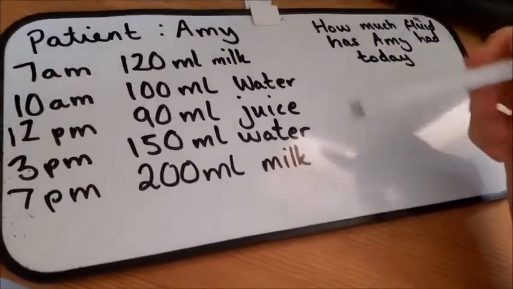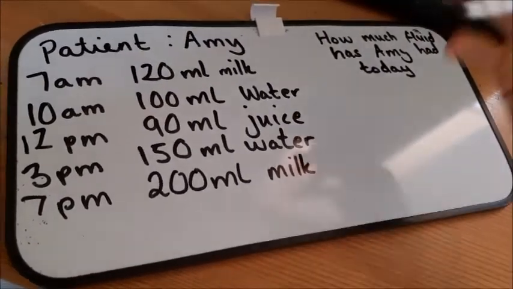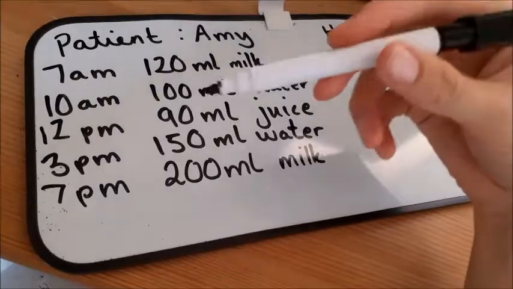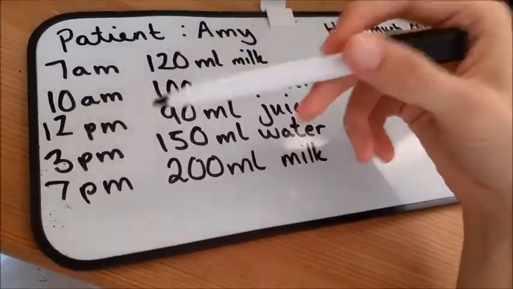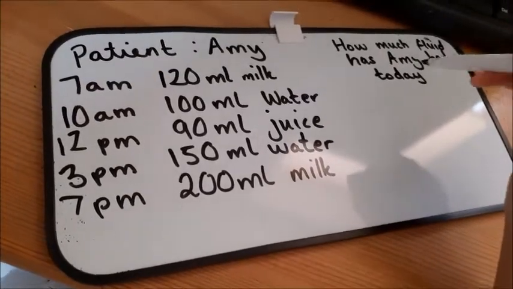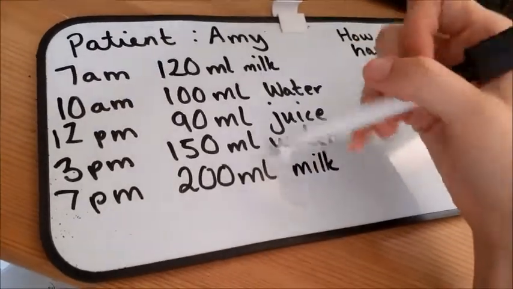Okay, on to a question about fluid balance. You might have a question that's set up similarly to this, where you have a patient and the meals that they have had in the day. So at 7 a.m. she had 120 mils of milk, 10 a.m., you can read. So how much fluid has Amy had today?